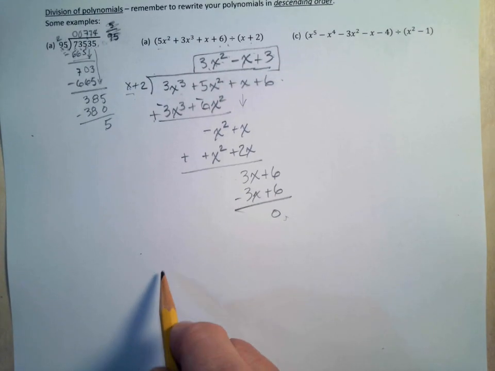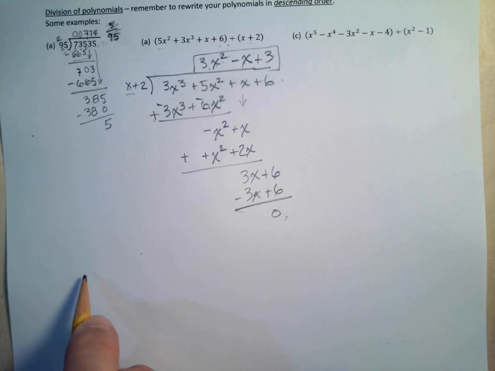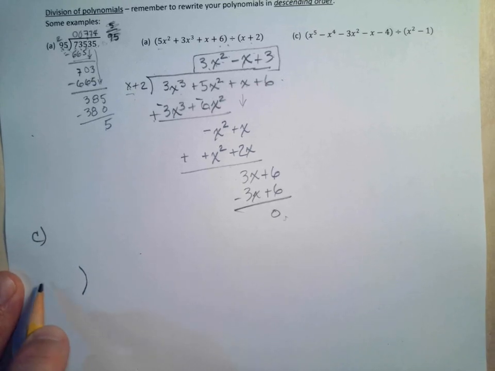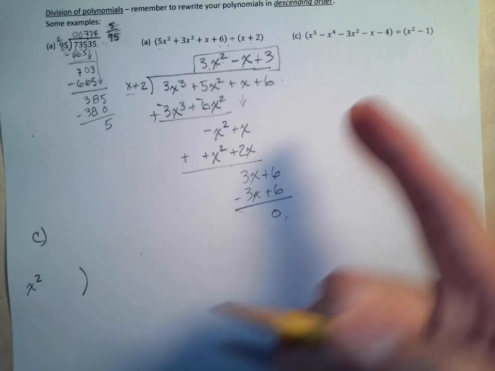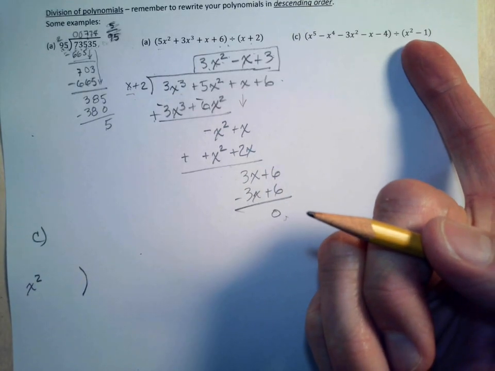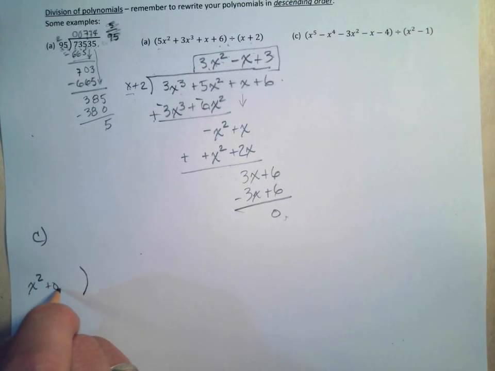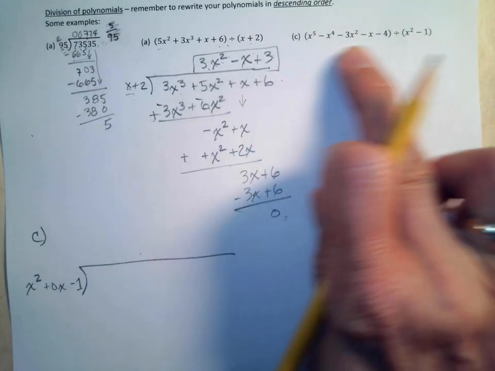I'm going to do it down here so I have more space. I don't want to get too tight up there, so maybe try it down here. So this is C. All right, so I'm going to do x squared. Now, I recommend if there's a missing term, like there is here, right? There's an x squared, there's no x term, put in 0x minus 1. Okay, and then make sure it's in descending order.